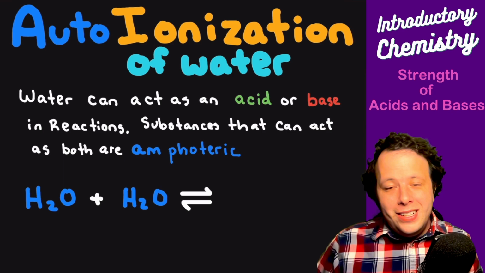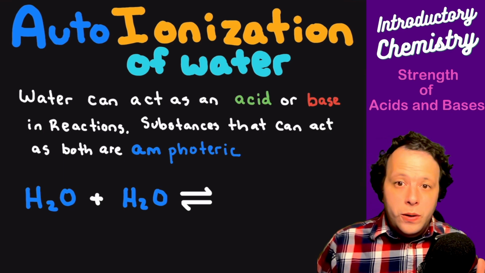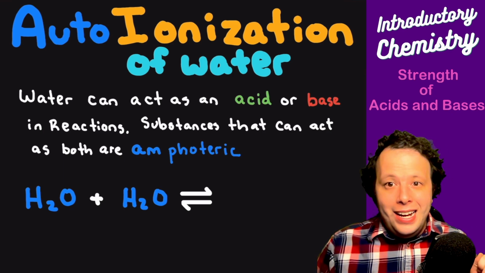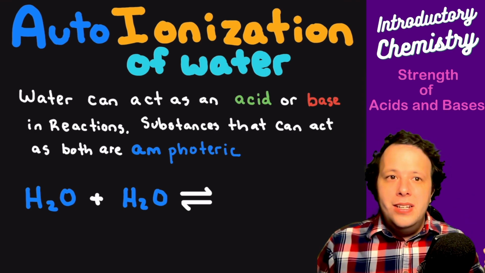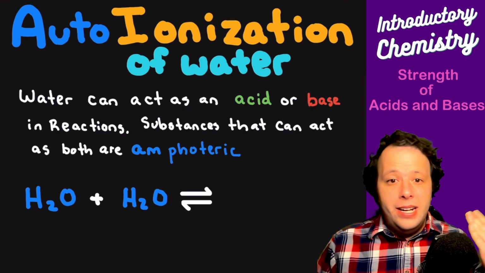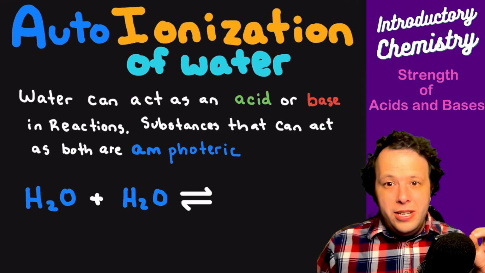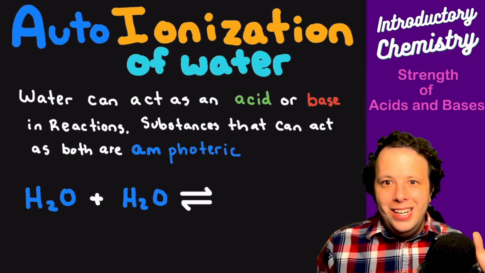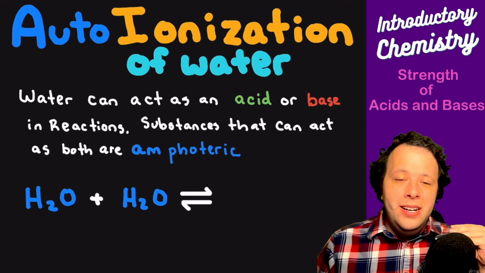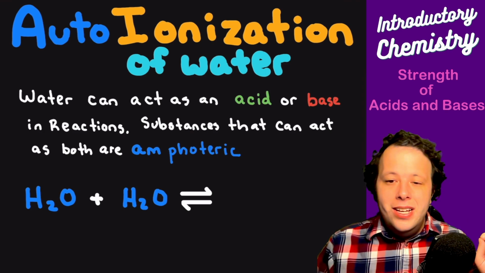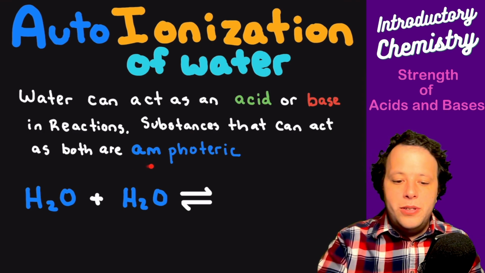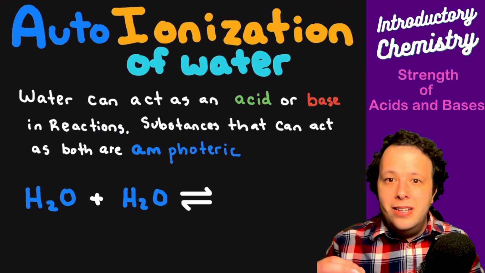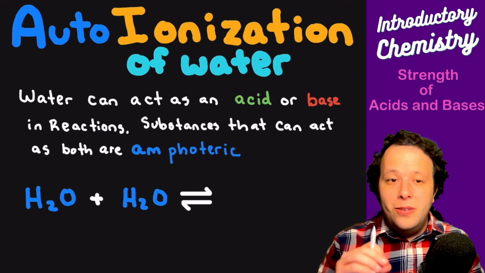The autoionization of water means that water can automatically ionize itself when it's in a solution of itself. So water can act as either an acid or a base, which is one of the most unique characteristics of it. It allows it to do all kinds of chemistry as a result. Anytime you have a substance that can do both, this is referred to as amphoteric, meaning it can act as either an acid or a base.